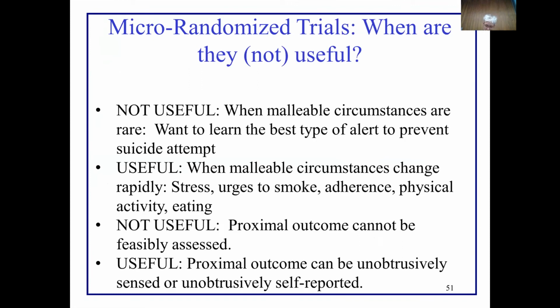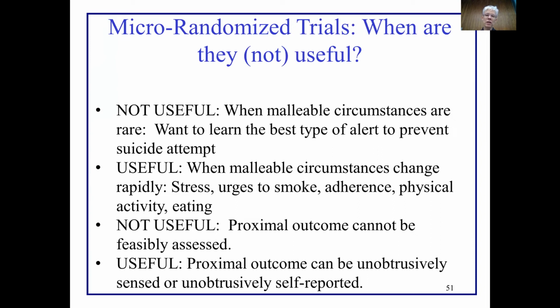One thing that's happened is I've had a lot of collaborators who wanted to use micro-randomized trials. They thought, well, it might be really interesting in their particular scientific problem. But there are settings in which you really should not be using these trials. For example, you might be very interested in suicide prevention, and you want to figure out what kind of alert you should provide if an individual is currently at very high risk for suicide. This is not a setting in which you want to use a micro-randomized trial.